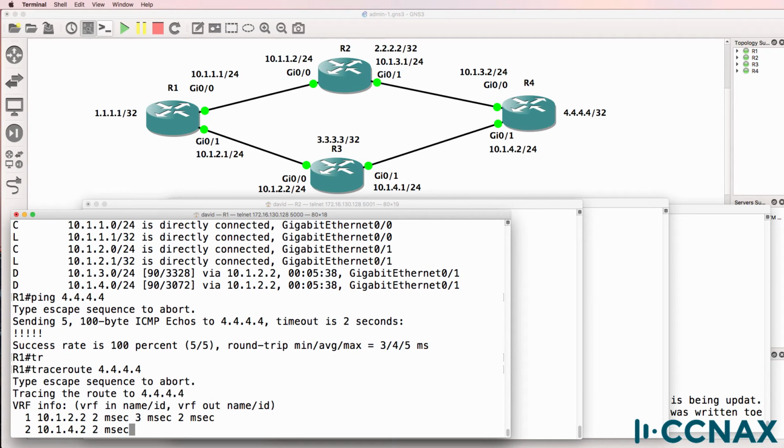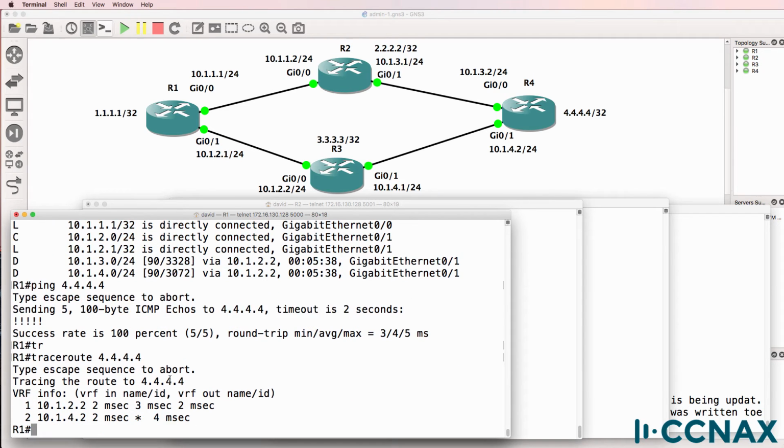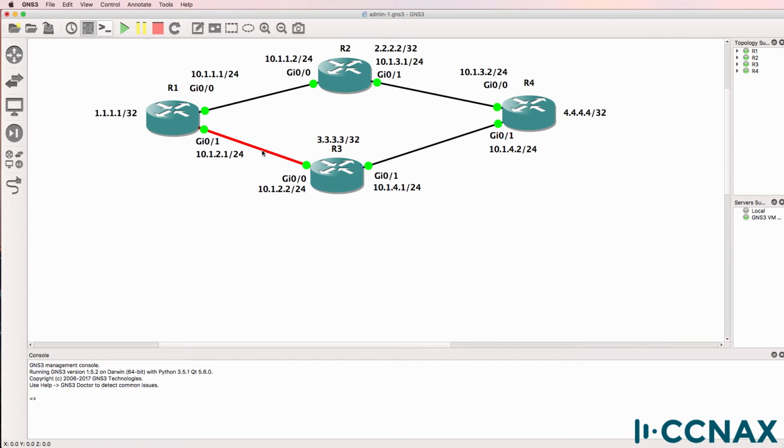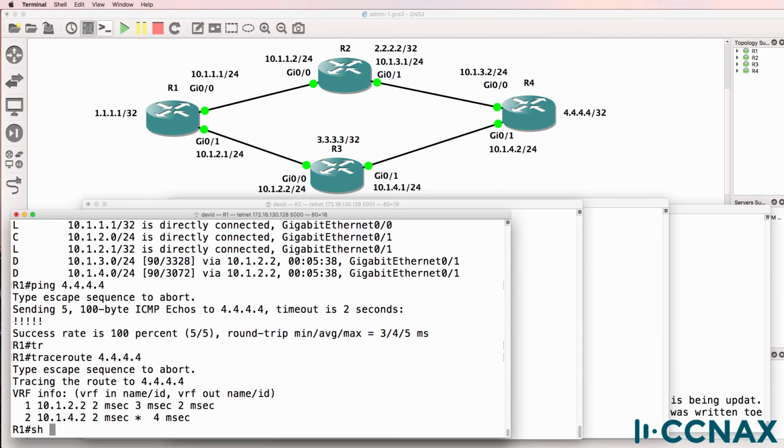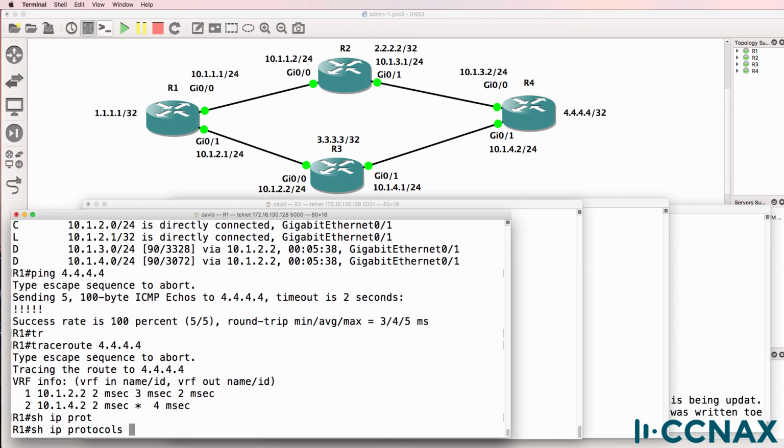To get to that network, we go via 10.1.2.2 and then 10.1.4.2. In other words, it's going via this link and then this link to get to the loopback of router 4. Let's have a look at which routing protocols are running on the router.